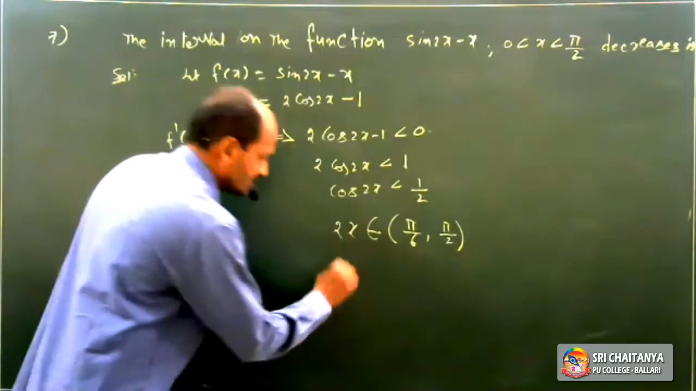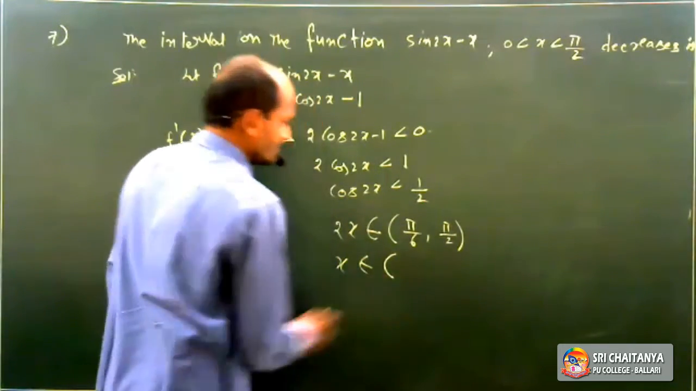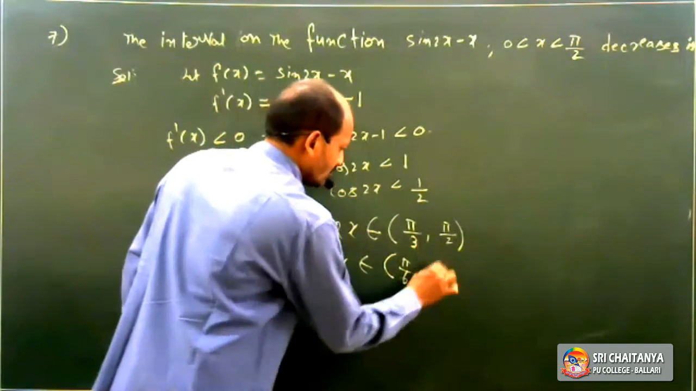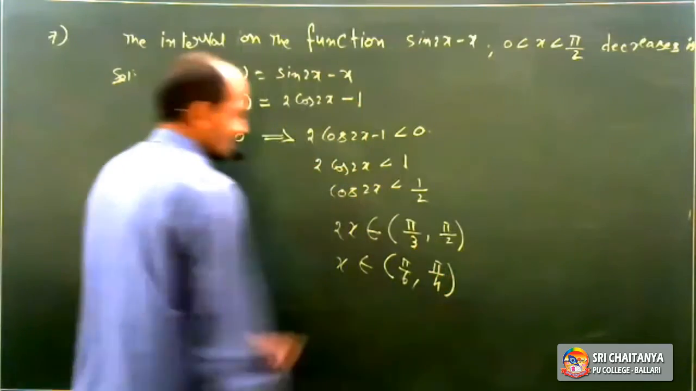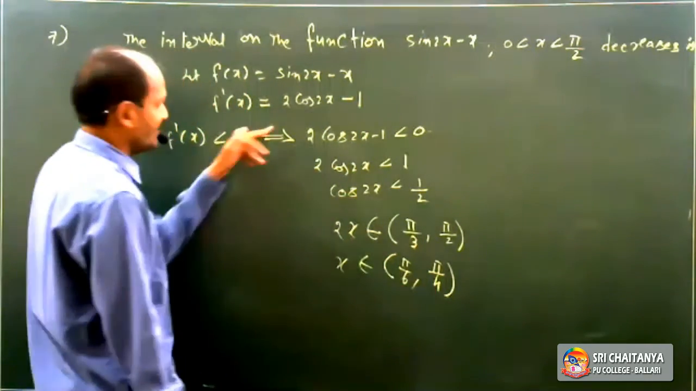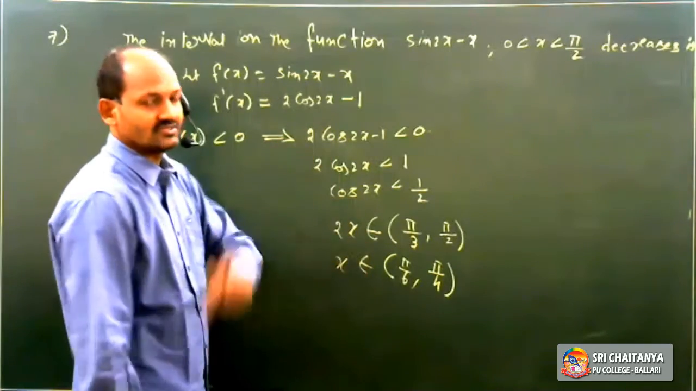What about x? 60 degrees is pi by 3. So x belongs to pi by 6 to pi by 4. The first derivative is less than 0.